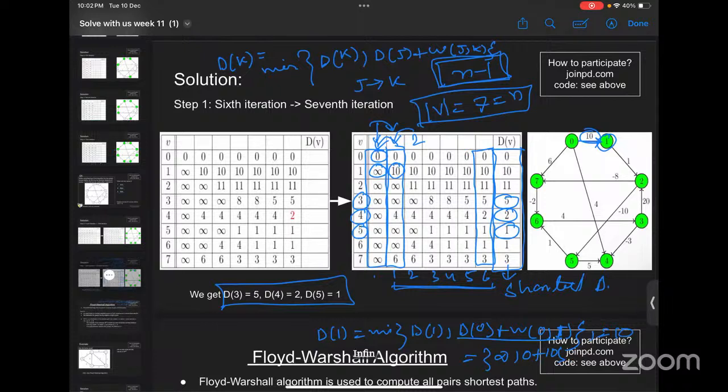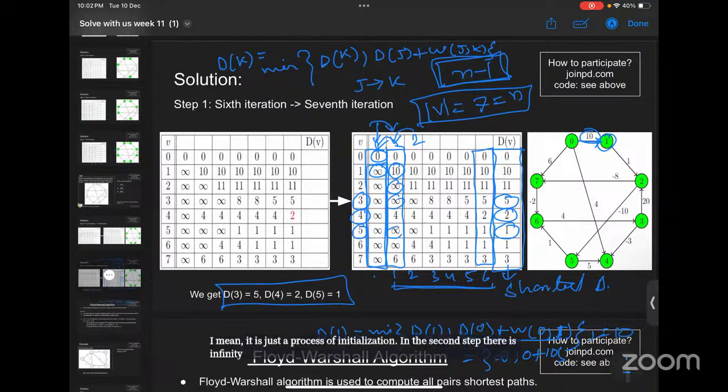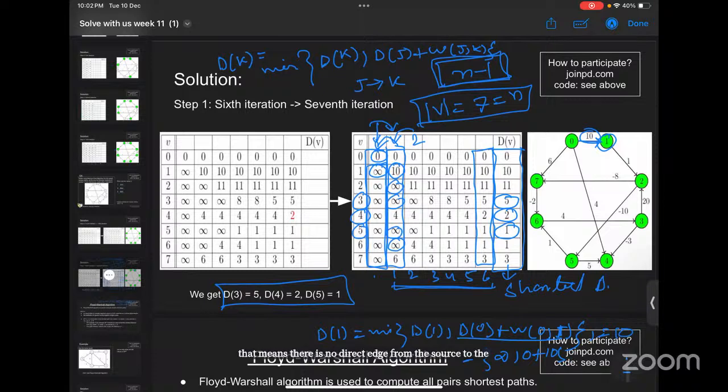Infinity means, in the first step, the infinity is nothing. It is just a process of initialization. In the second step, there is infinity. That means there is no direct edge from the source to the particular vertex. Okay. We'll be taking the minimum now. Yeah. Got it.